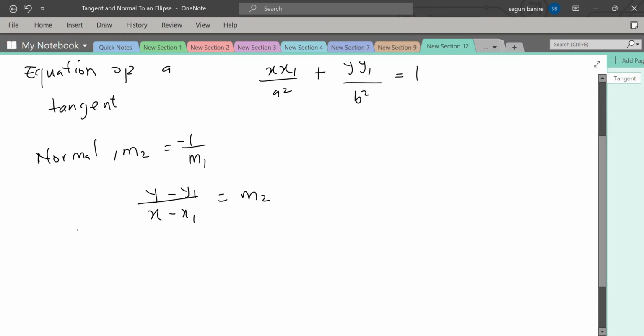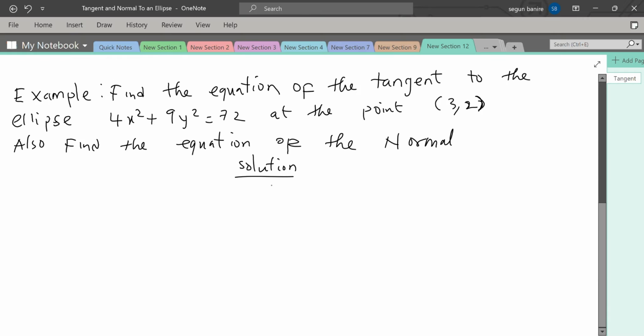So let's look at this example. This question says that we should find the equation of the tangent to the ellipse at the point 3, 2, and also find the equation of the normal. So without wasting time, our equation is this: 4x squared plus 9y squared equals 72. We're given this point 3, 2. So this is our x1, this is our y1.